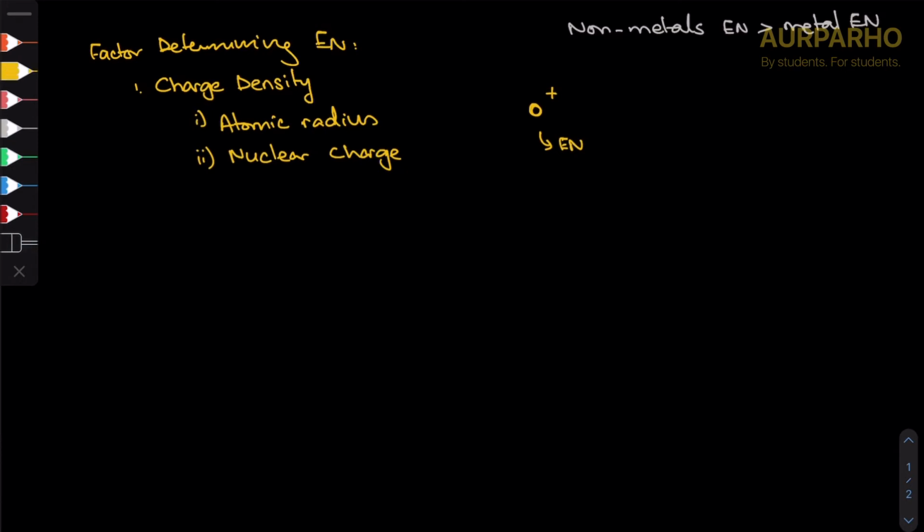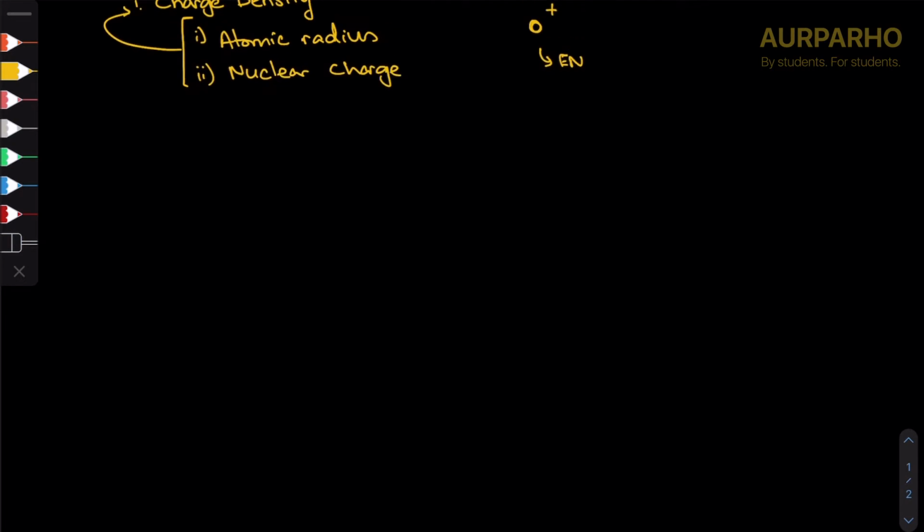When we taught this in school, we usually taught these two factors, but in the end they combine to form charge density, which is actually what electronegativity depends on. And just to put this out there, the more charge density an atom has, the more electronegative it will be, and the stronger it will be when pulling electrons in a covalent bond toward itself.